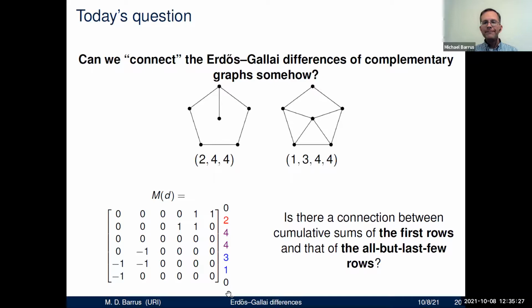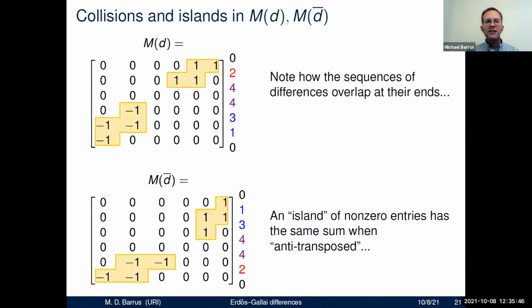Now that's kind of a nice description of what's going on with this M of D matrix, but it doesn't necessarily answer my original question of, are there any connections between these Erdős-Gallai lists for degree sequence and its complement? And so we'll dig a little bit deeper into this matrix, and we'll take a look at where these partial sums are coming from. We'll also take a look at the fact that in the example we chose, the 2, 4, 4 and the 1, 3, 4, 4, they overlapped.